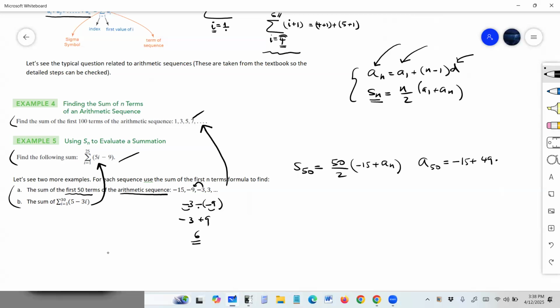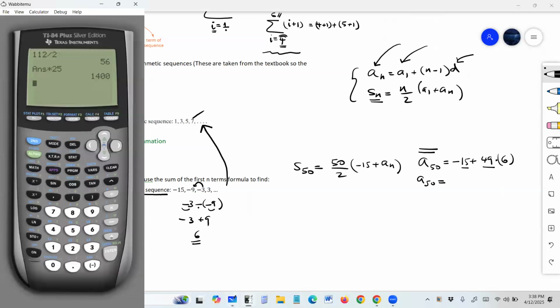So we go back to the general formula, A50, A1, n minus 1 times the common difference, which is 6. We go to the calculator for that. So we have negative 15 plus 49 times 6, which is 279.